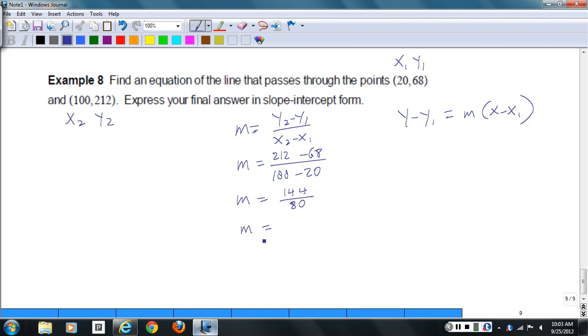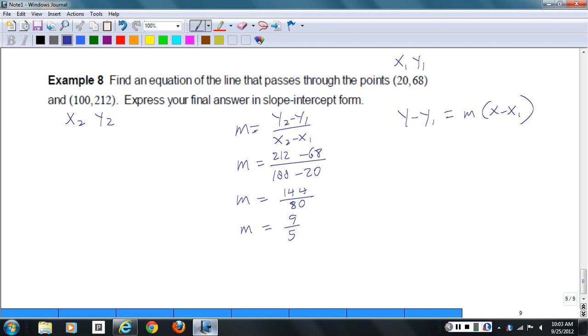We get a fraction that reduces a whole lot. What's the reduced version of this? 9/5. If we divide both the 144 and the 80 by 16, 144 divided by 16 equals 9, 80 divided by 16 equals 5, or you can divide them both by 2, and both by 2 again, and both by 2 again, and both by 2 a fourth time, and eventually get 9/5. So that's the slope.